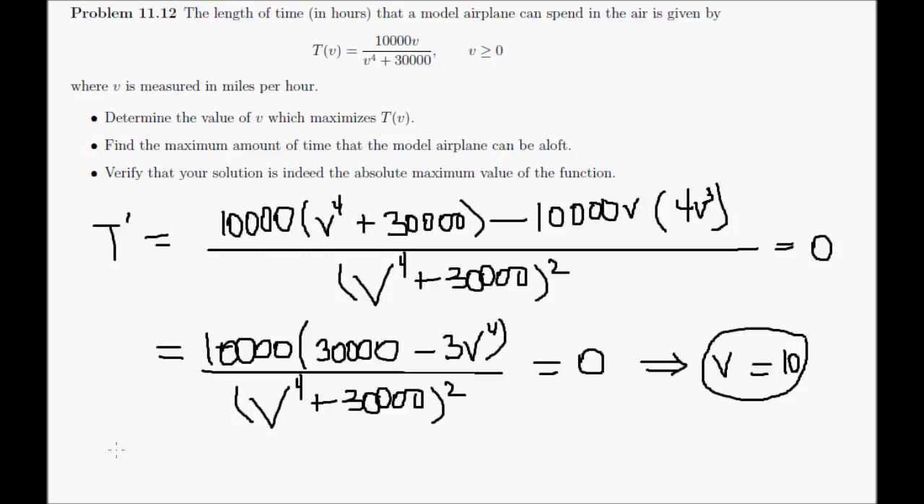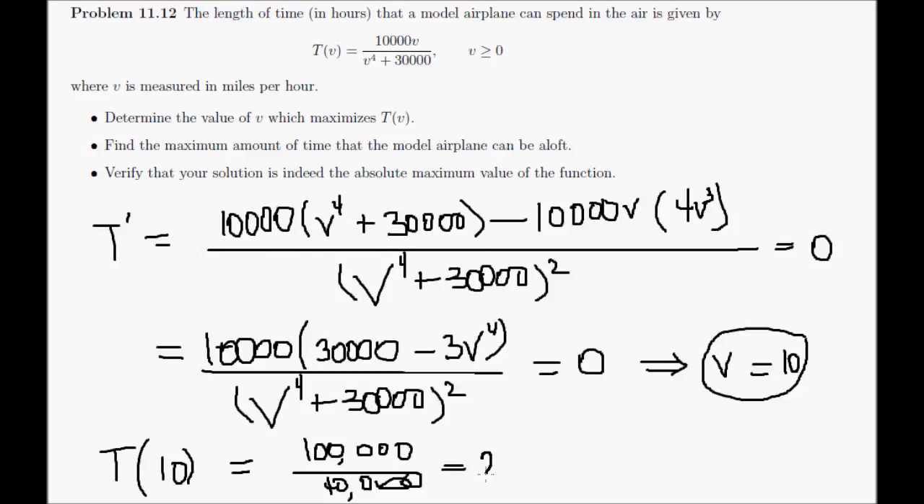So T of 10, plugging in 10 gives us 100,000. 10 times 10,000 divided by 30,000 plus 10,000 for 40,000. And so the maximum speed works out to be 2.5 miles per hour.